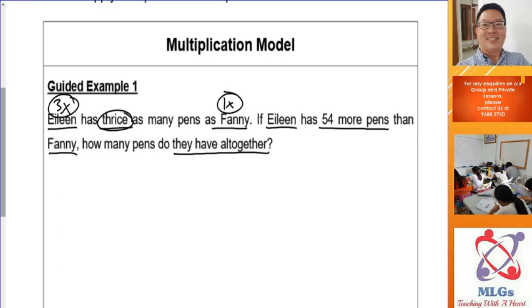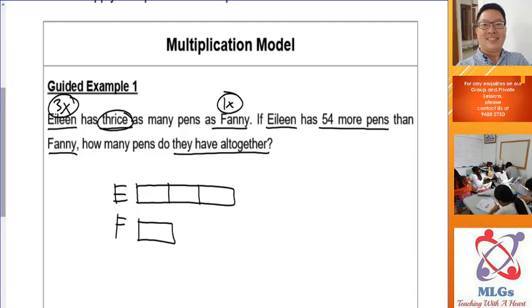Now, when you draw the problem, you always start at the beginning, which means that you don't go to the second sentence and you don't start to draw comparison model, which is the wrong way. To start the drawing, you always start at the beginning. So what does the first sentence tell you? Eileen has 3 times. So you draw a rectangle for Eileen and cut it into 3 equal boxes. And Fanny has 1 time, so Fanny will have 1 equal box. That is how you draw the multiplication model.